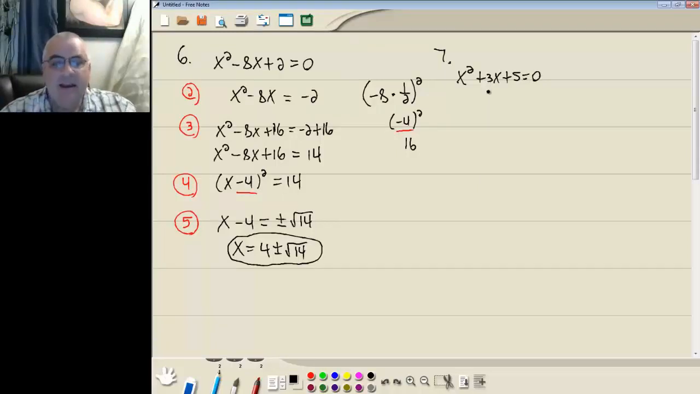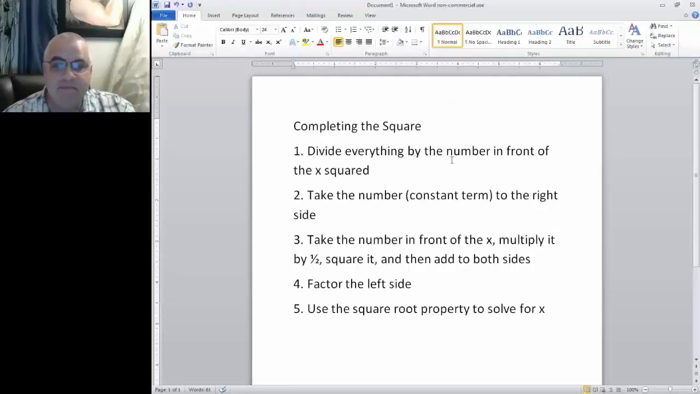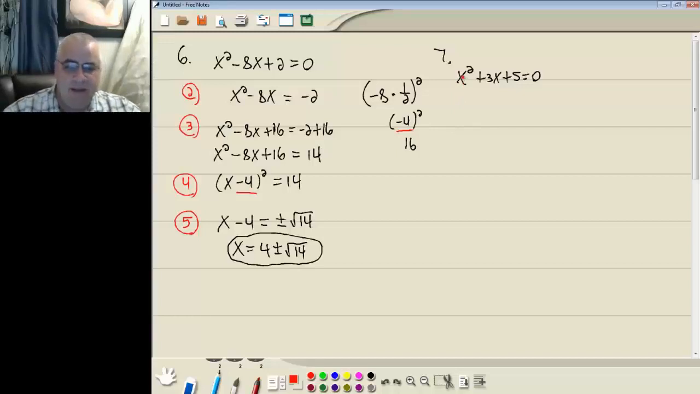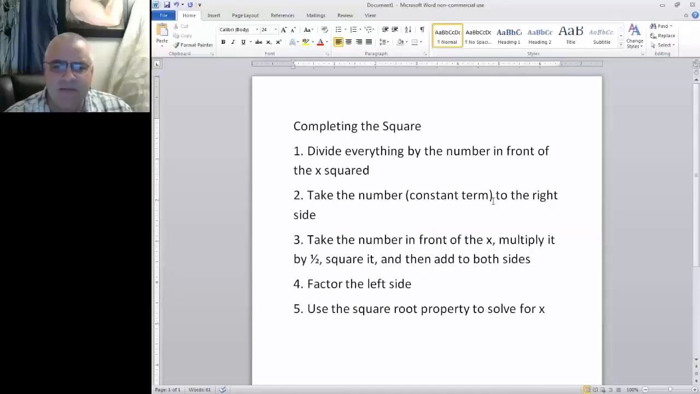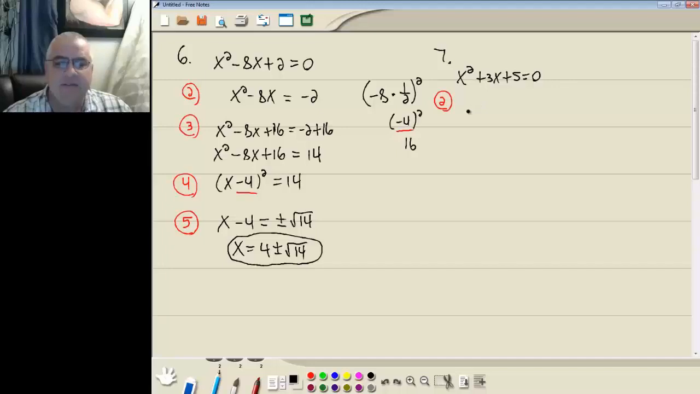Same steps. Step 1. Divide everything by the number in front of the x squared. There's still no number in front of our x squared, so we don't have to do that step yet. Step 2. Take the constant term to the right side. So we got x squared plus 3x equals, and take the 5 over and it becomes a negative 5.